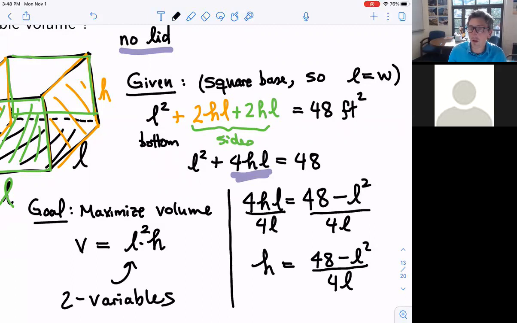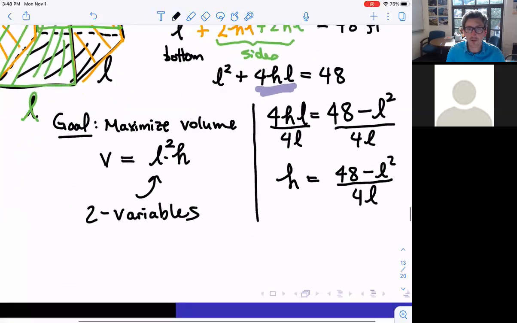So this is my formula for what the height will be in terms of the length, given that the surface area of this cube, or this, sorry, it's not a cube, but of this box is going to have 48 square feet of surface area. So really good, really good. Let's take that and let's see if that helps us with our goal.